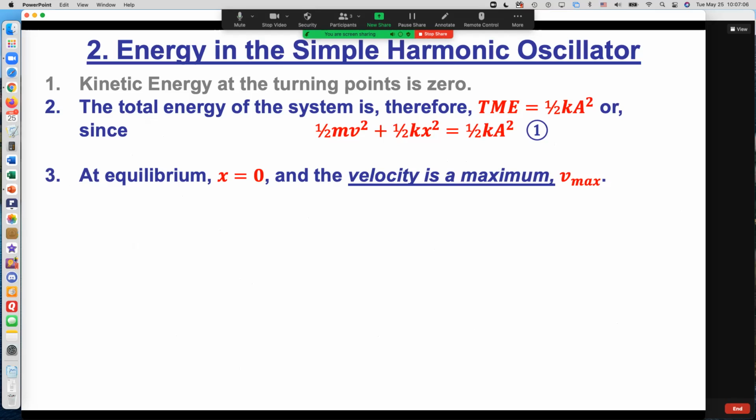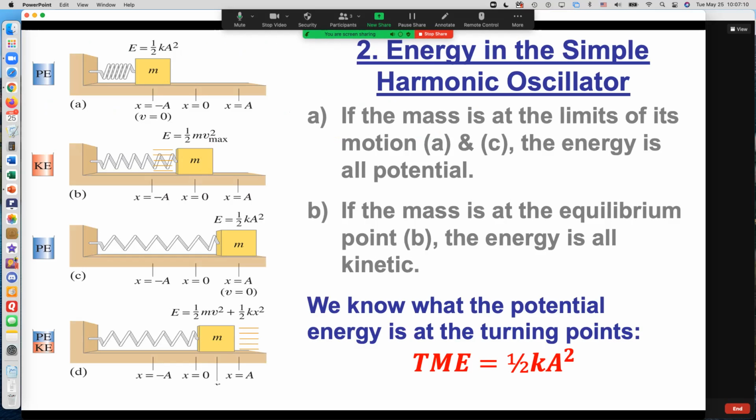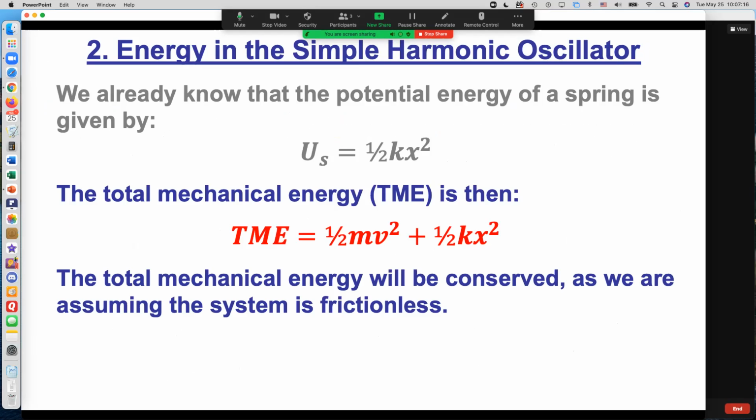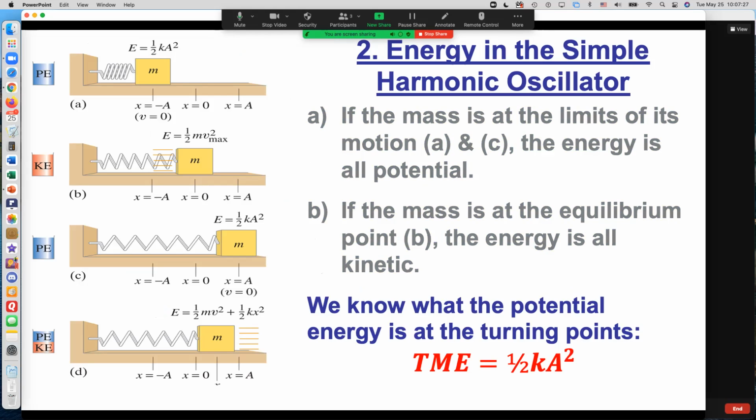Wait, why is it 1/2 Ka squared? Well, because you just told us, right? I thought it was just 1/2 Kx squared. Right, but x at the turning points is equivalent to the amplitude, A, right? Yeah. So I changed it, right? So now total mechanical energy is 1/2 Ka squared. That's the maximum it can be.